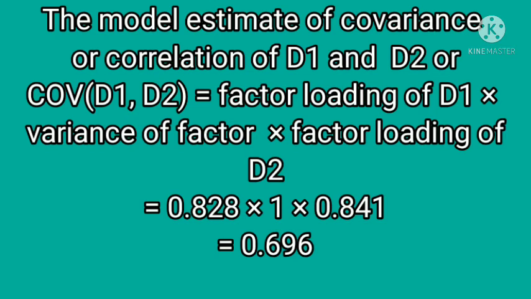Similarly, the model estimate of the covariance or correlation of D1 and D2, that is COV within bracket D1 comma D2, is equal to factor loading of D1 multiplied with the variance of factor multiplied with the factor loading of D2, that is equal to 0.828 into 1 into 0.841, that is equal to 0.696.